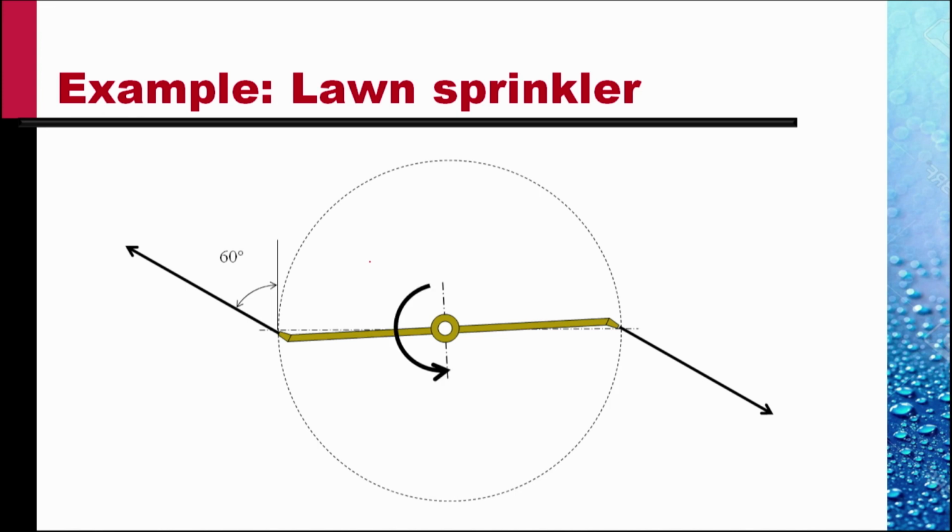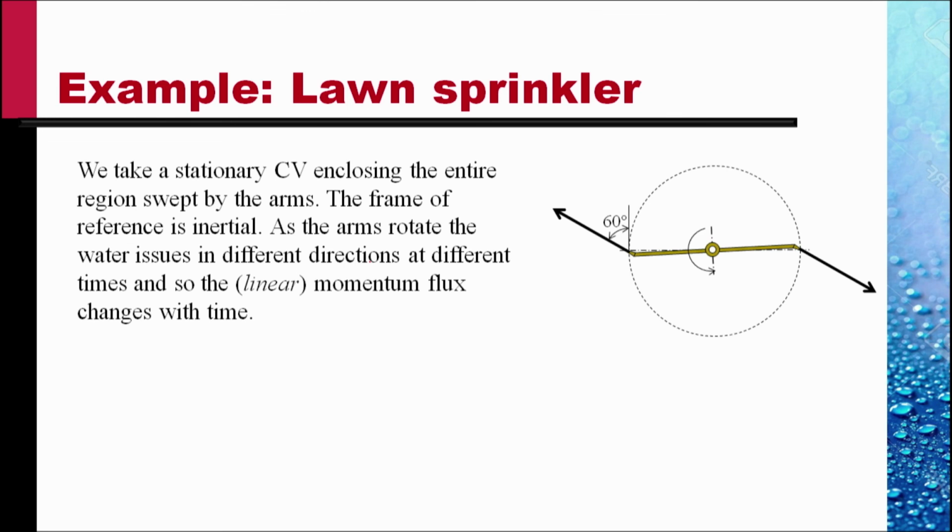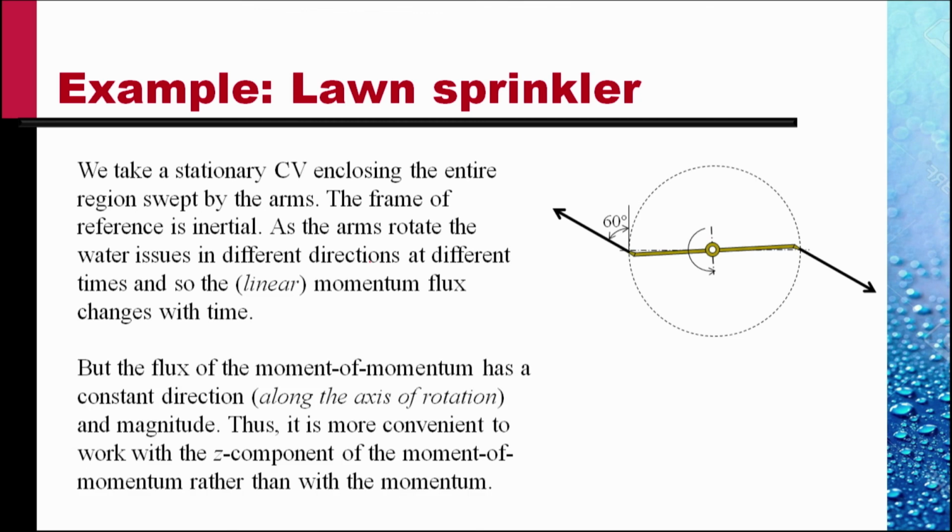For this, we consider a control volume. We take a stationary control volume enclosing the entire region swept by the arm as shown. The frame of reference is inertial because the frame is not rotating. As the arm rotates, the water issues in different directions at different times, and so the linear momentum flux changes with time. The flux of momentum has a constant direction along the axis of rotation and magnitude. Thus, it is more convenient to work with the z component of the moment of momentum equation rather than with the momentum equation.